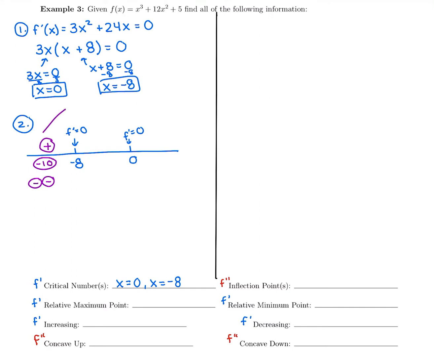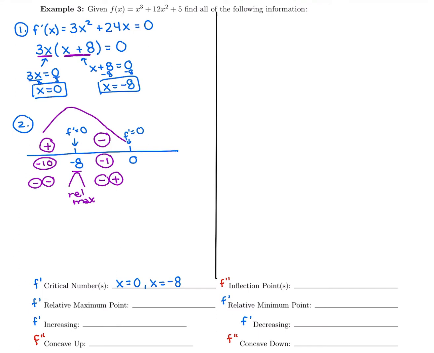I'm going to do that same thing again with a number between negative 8 and 0. So maybe I'll choose negative 1. 3 times negative 1 is going to be a negative. And then negative 1 plus 8 is going to be a positive. So I'll have a negative times a positive on the interval, which is going to give me a negative. First derivative rule, negative means decreasing. So at negative 8, I switch from increasing to a 0 derivative at the critical number, a soft peak, to decreasing. So I have a relative max here, by the way.